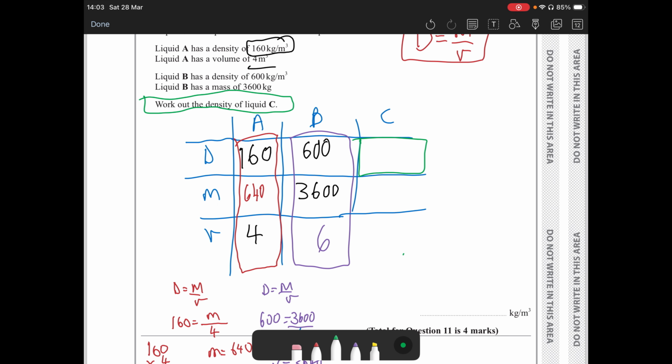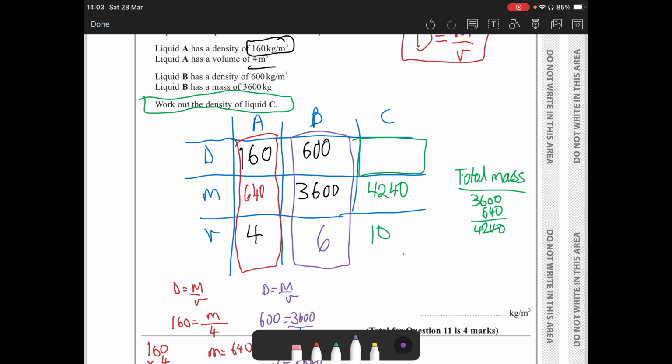But how's this going to help me work out liquid C? Things we can add: we can add masses. So I'm going to write total mass, i.e. mass of C, will be 3,600 plus 640. That will be 4,240. And the total volume will be 10. I'm not going to do the working there.